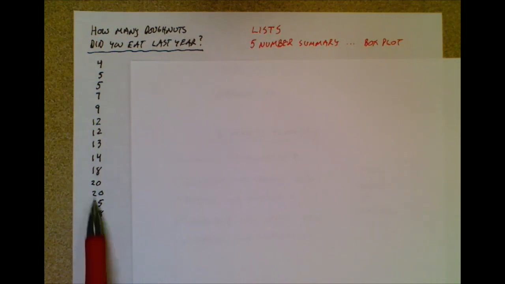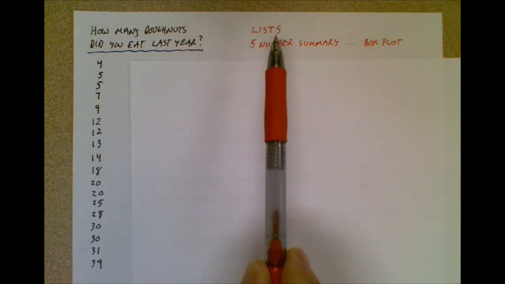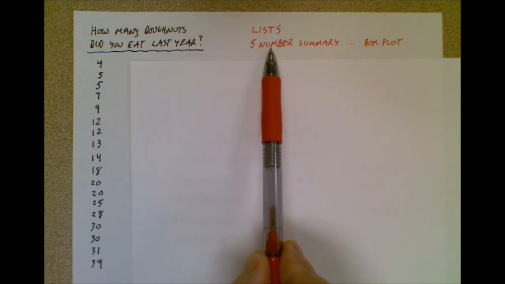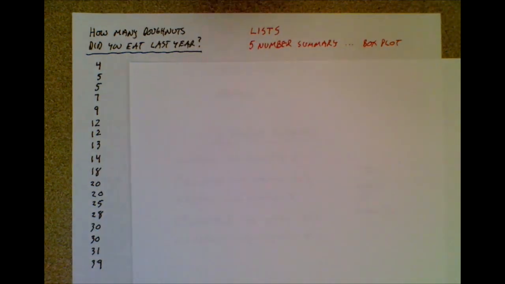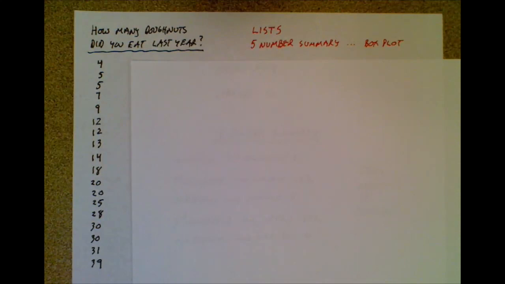Hey, here's a big list of numbers. It represents how many donuts different people ate last year. We're going to take that list of numbers and turn it into a 5-number summary and a box plot. So in this list of data, we asked about, I don't know, looks like about 20 people.